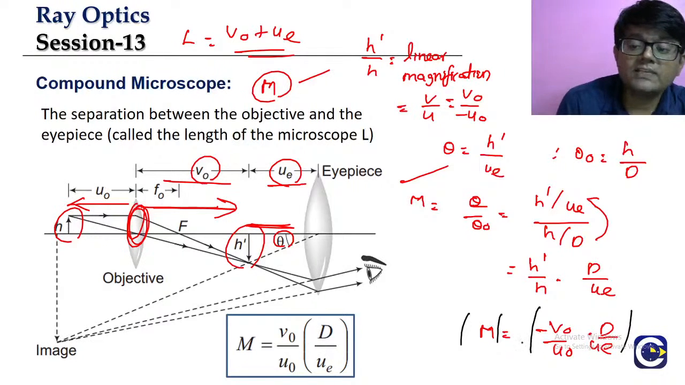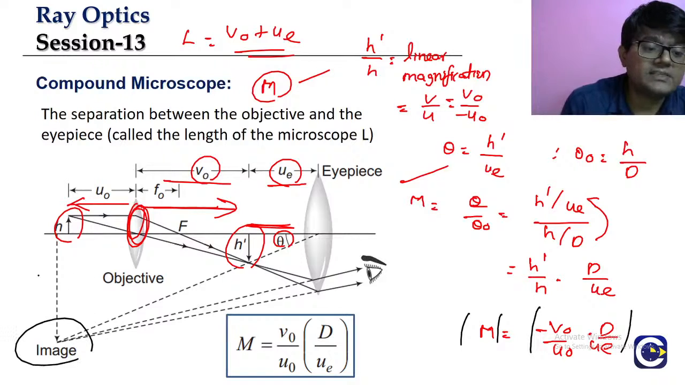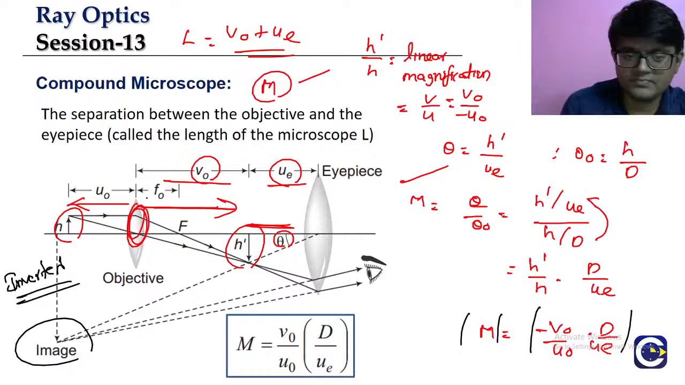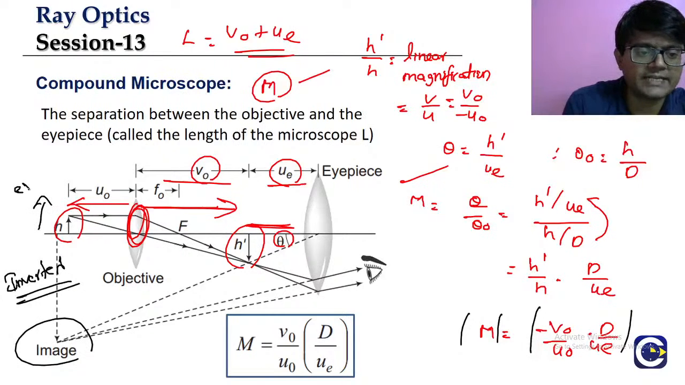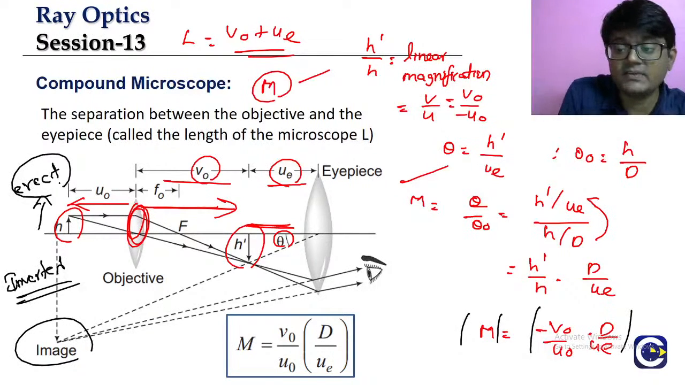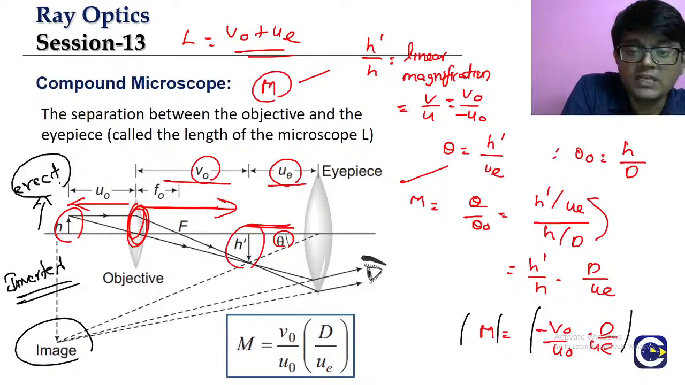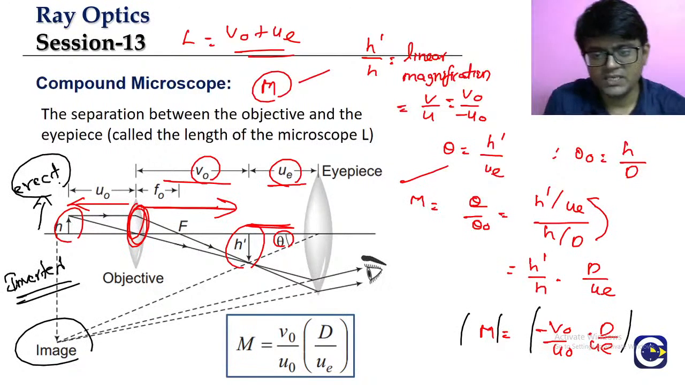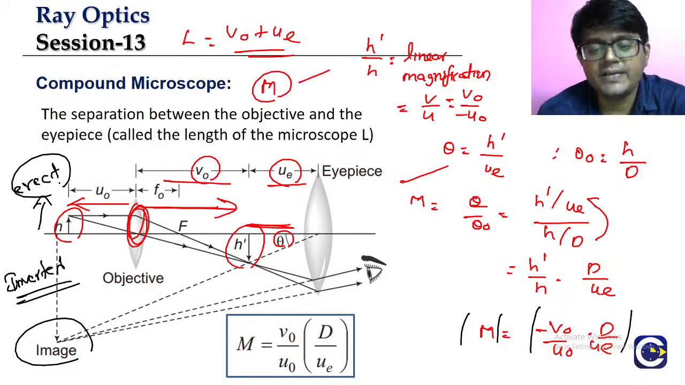Now, why this minus comes, you know? Because here we have the object as erect and the final image is inverted. That is the reason why we are getting the magnifying power as negative. The negative value indicates the final image is inverted. In the compound microscope, the final image formed will overall be inverted. This is another point that we need to keep in mind.